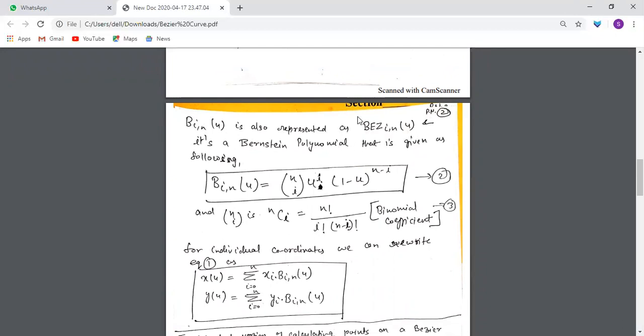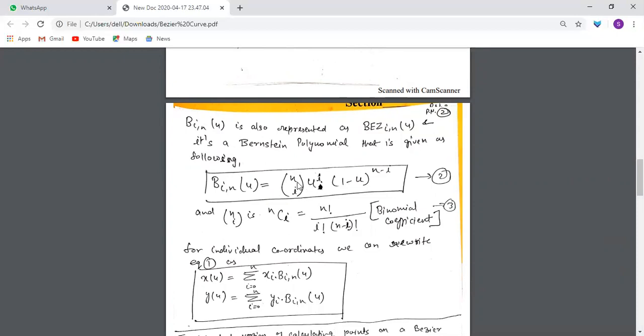And what is a Bernstein polynomial? The equation of Bernstein polynomial is the following. Bin would be represented as n choose i. This is called n choose i. Basically, this is the binomial coefficient. n choose i, u to the power i, 1 minus u to the power n minus i. This is the blending function that we are going to use in Bezier curve.